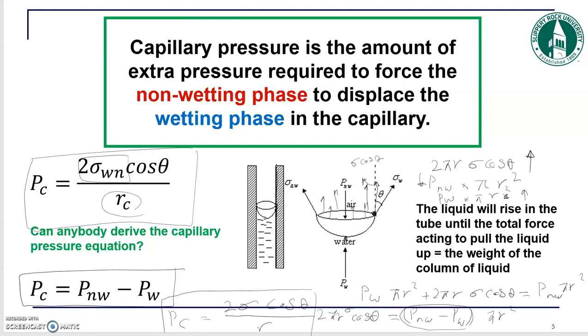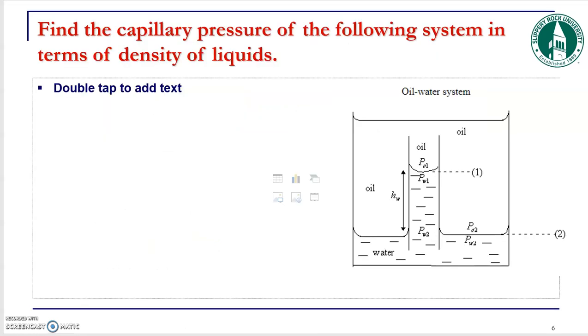Anyway, so the capillary pressure is calculated as 2 sigma cosine theta over RC. Sigma is the interfacial tension between the wetting phase and non-wetting phase. Cosine theta is the contact angle of these two fluids on the surface, and RC is the radius of the capillary tube. Now we want to derive an equation for this system.